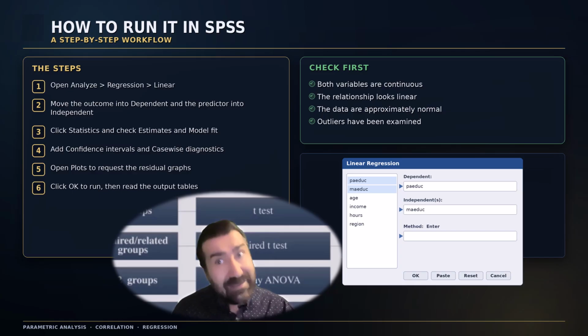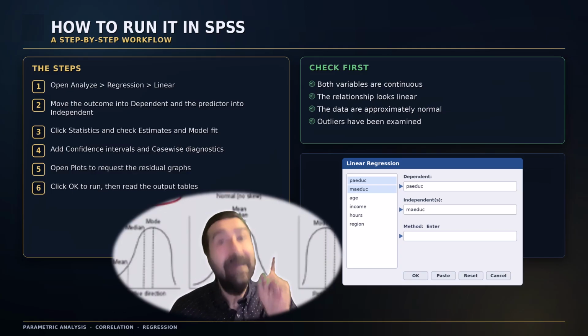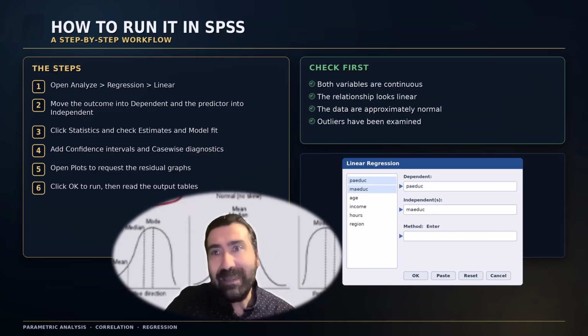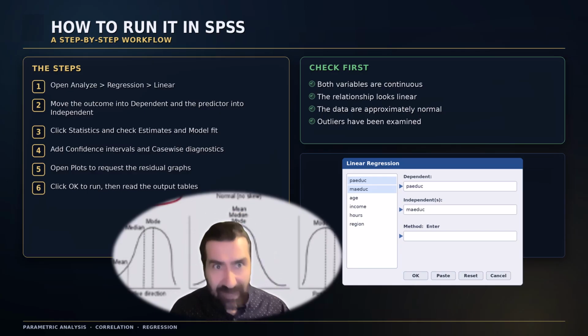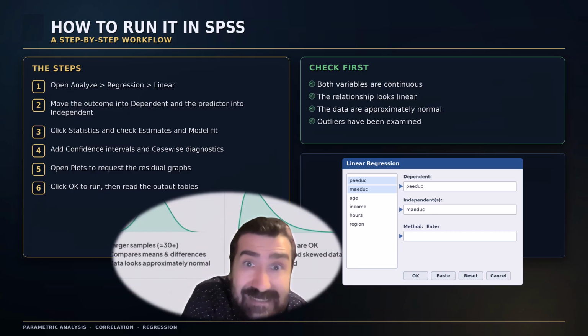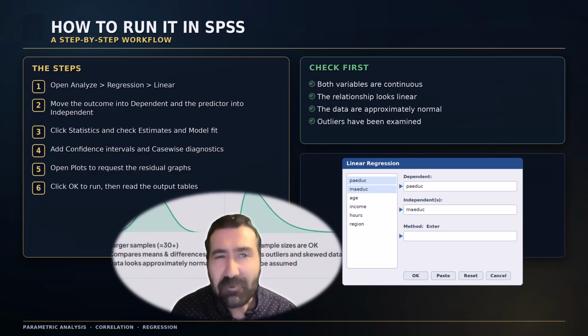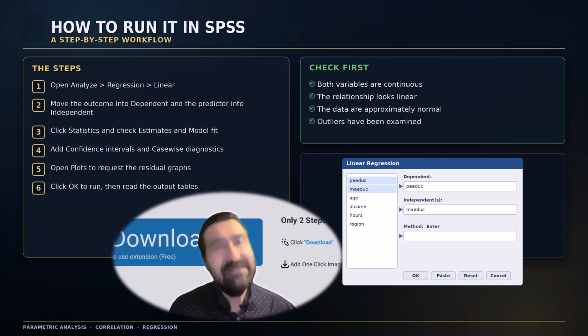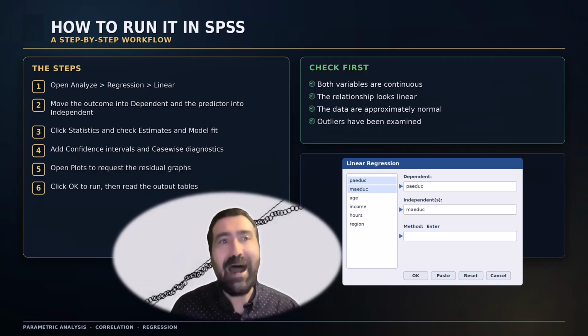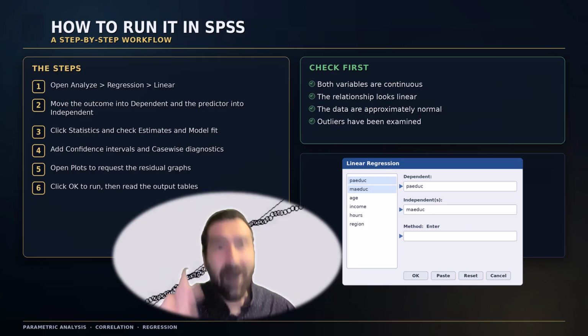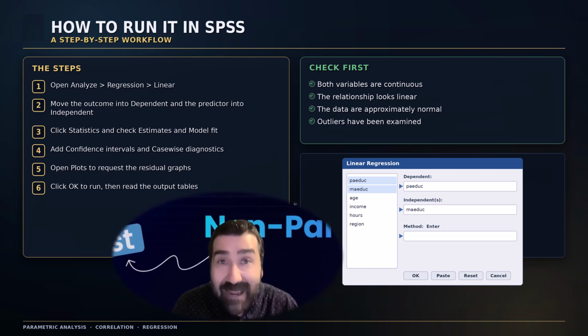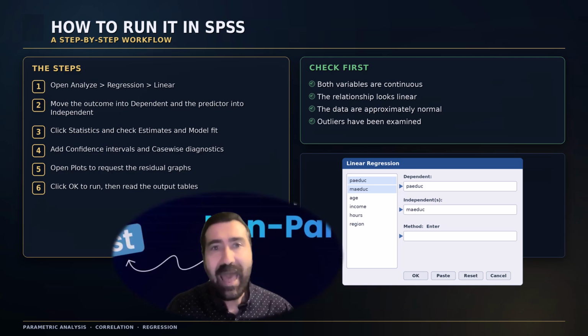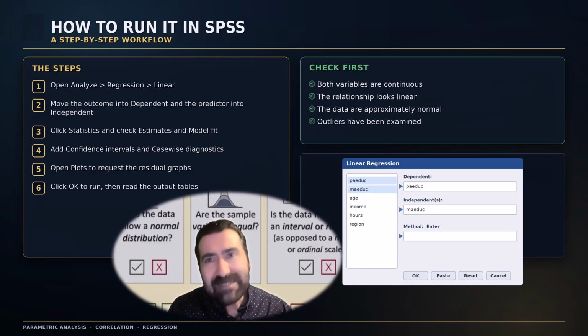Fourth, while you are right there, go ahead and add the confidence intervals and the collinearity diagnostics for a more complete picture. Fifth, pop into the plots option if you would like SPSS to draw your residual graphs for you, which is fantastic for checking those assumptions with your own eyes. And then finally, you click OK, you sit back, and you read those output tables in exactly the same way we just practiced together. And that is it. You have officially run a real regression.